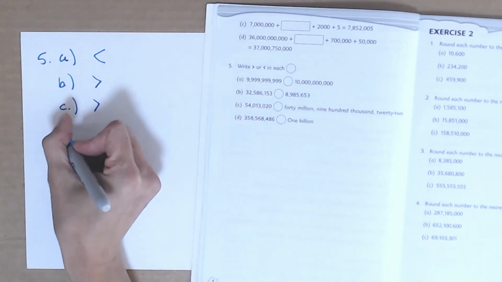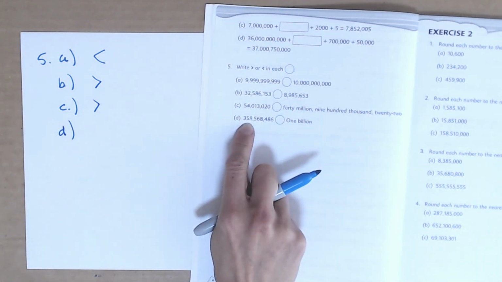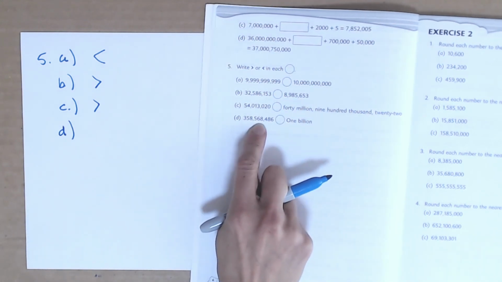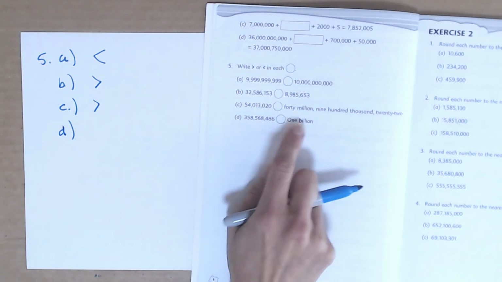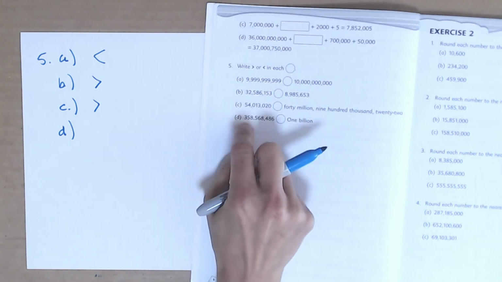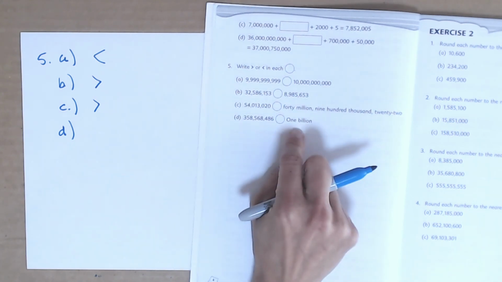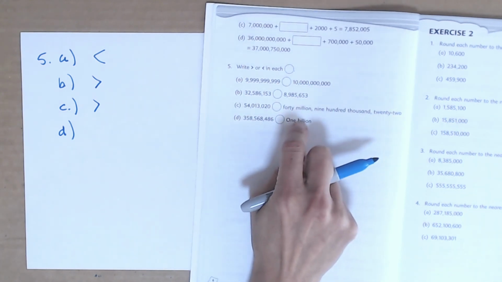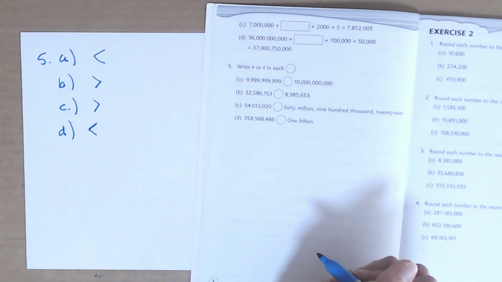And the next one, 358,568,486. Is that greater or less than 1 billion? So this number has numbers in the millions place. The 100 million is the highest place value. This has a billion. So this is greater because billions are more than millions. So the first number is less than the second number.